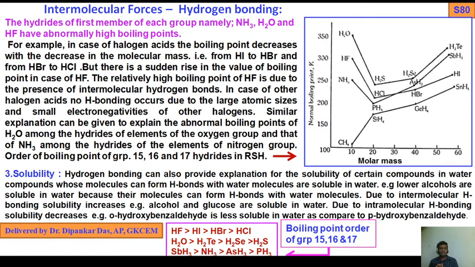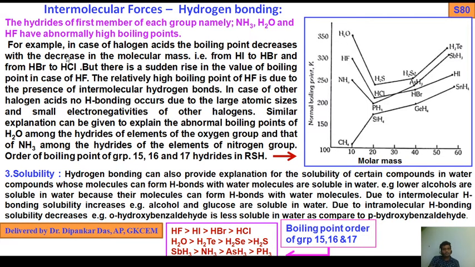Next, the hydrides of the first member of each group, namely NH3, water and HF, have abnormally high boiling points. Before you see the chart of molar mass against normal boiling point: in the nitrogen group, antimony, arsenic, nitrogen, phosphorus. Similarly, HF, HCl, HBr, HI. Water is high, then H2S, then H2Se, then H2Te.